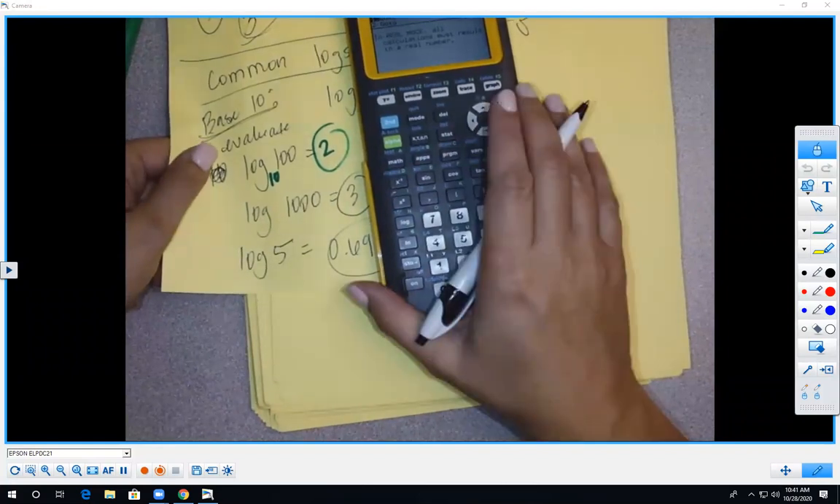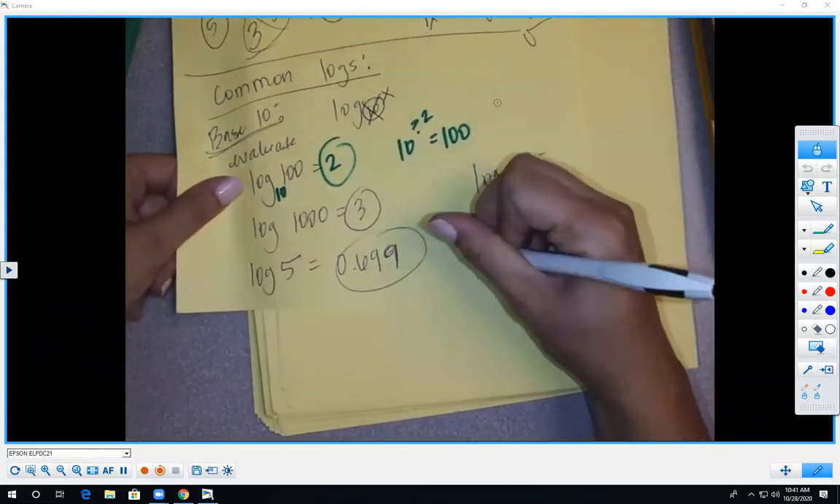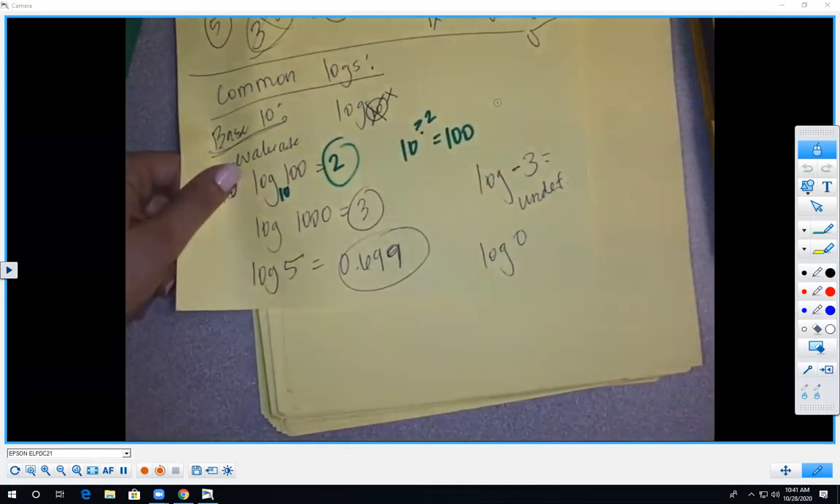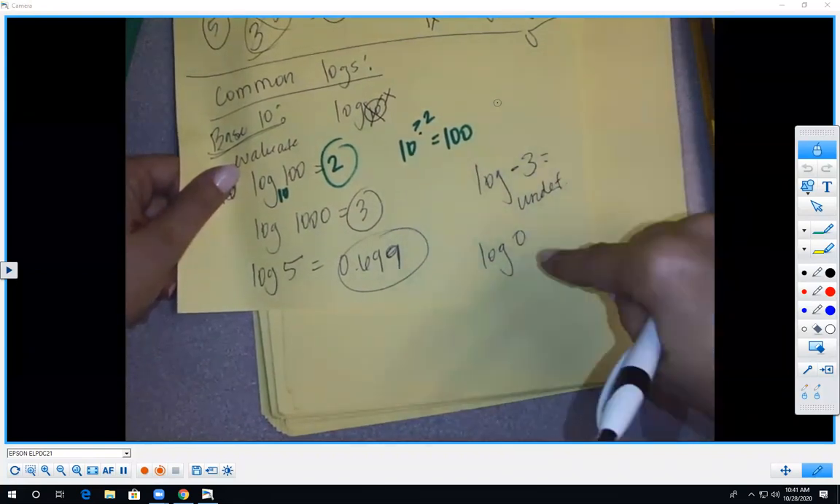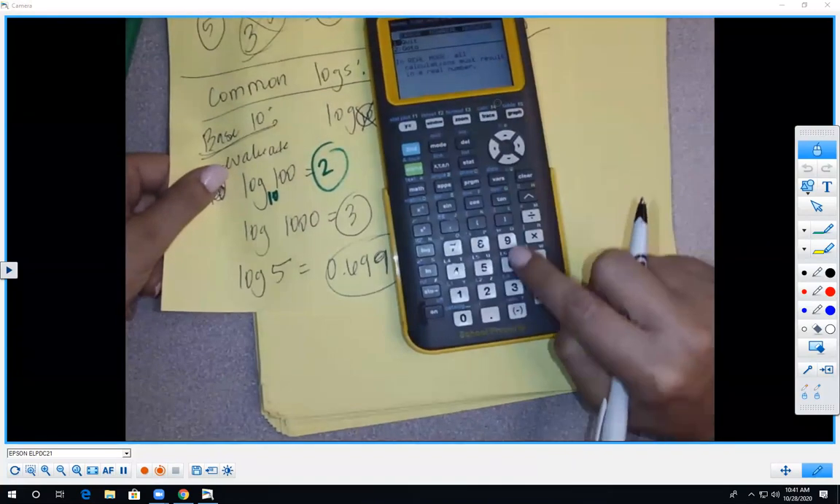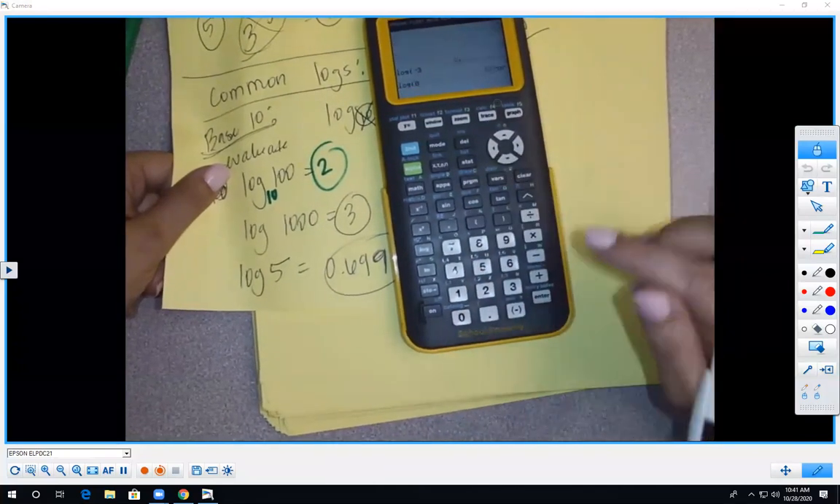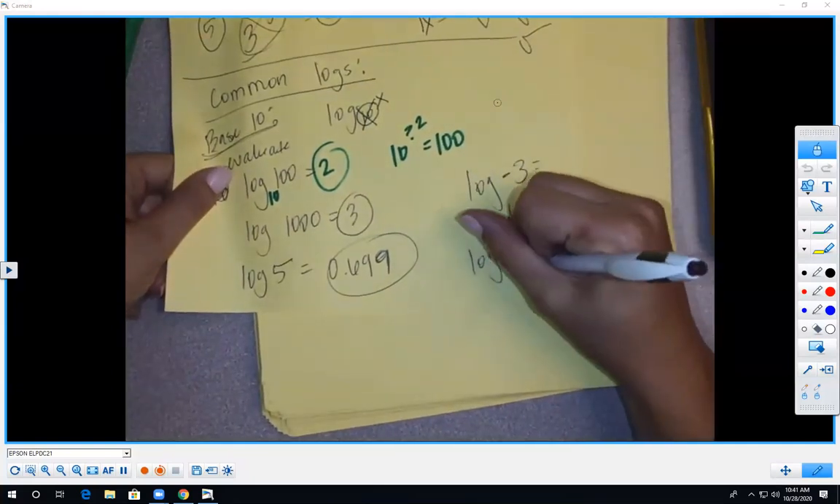Undefined. Yeah, there's no solution for that. No solution, undefined, whatever you want to call it. What about log of 0? Wrong way. Can you take 10, raise it to some power to get 0? No. Remember, the domain is undefined at 0. So log of 0 is also going to give you an error.